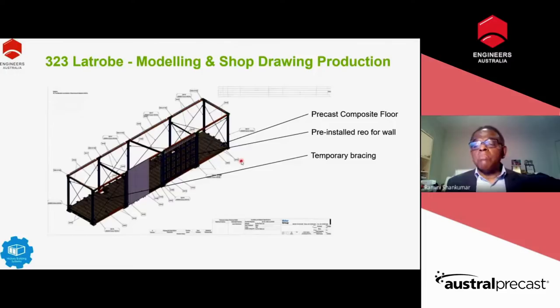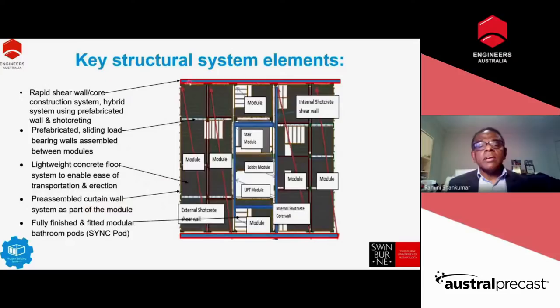So this is a precast composite floor with pre-installed reinforcement. Everything that is offsite construction is important, and temporary bracing is very important for transportation. If you look at the structural system, what we have done is 150 precast. Then we brought the module with reinforcement and joined it with shotcrete. It was the very first time in Australia that we used shotcrete to join the precast and the module.